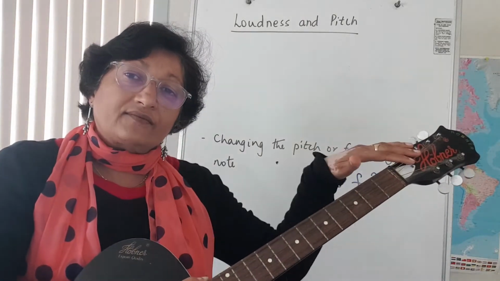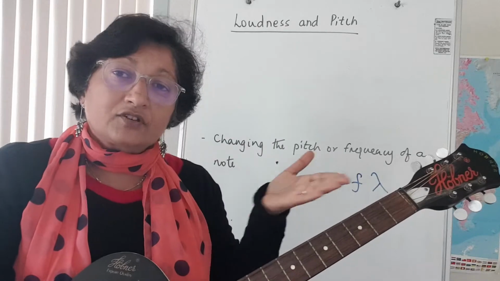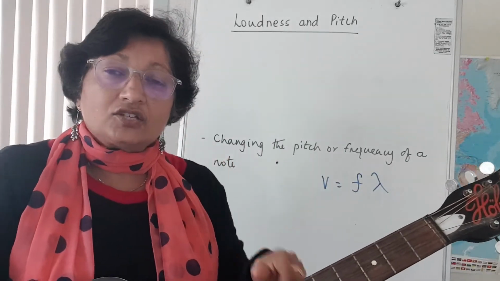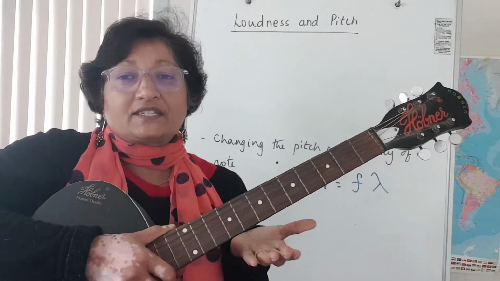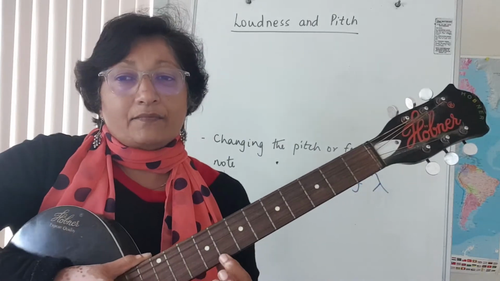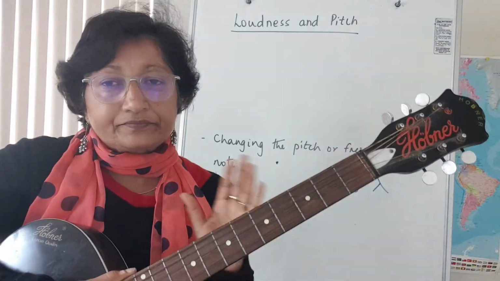What's the same? The wavelength's the same. Why is the wavelength the same? Because the length of the string is the same. Okay, so that's one way, by changing what we call the mass per meter, that means the mass of a heavier string is more for 1 meter of it compared to a lighter string.